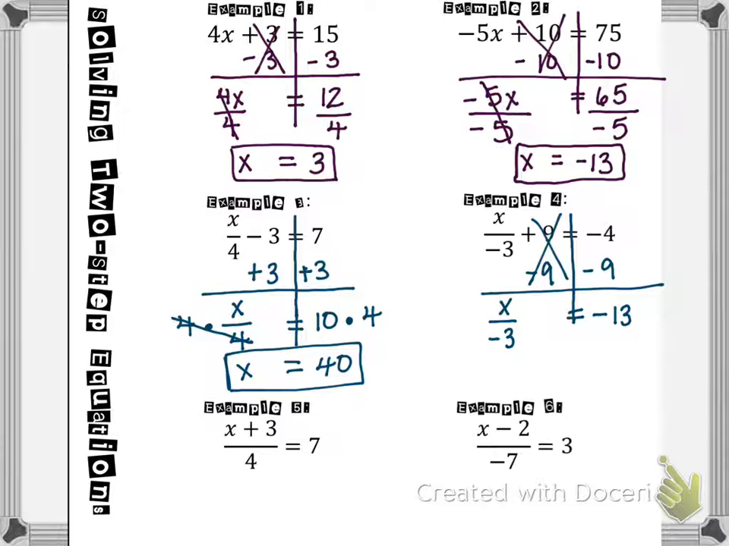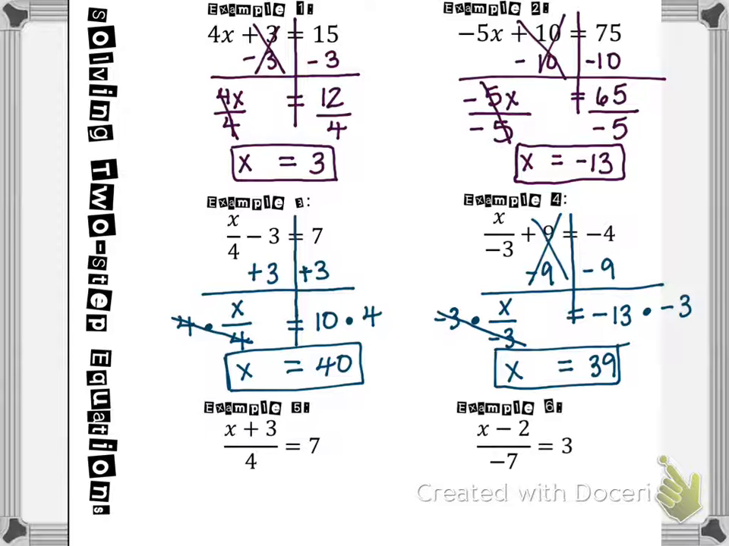All right, so now we have another one-step equation problem. x divided by -3 equals -13. So instead of dividing, we will multiply both sides by -3. Okay? These will cancel out to give us 1x equals -13 times -3, which is a positive 39.